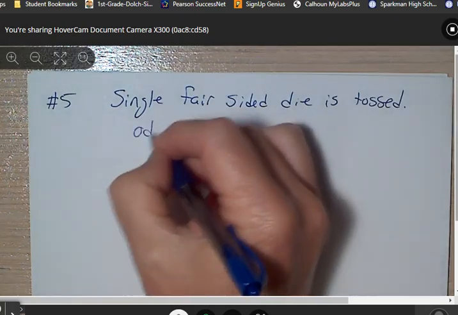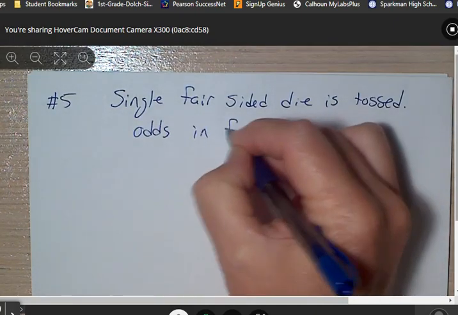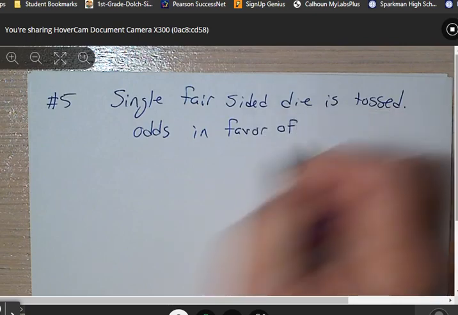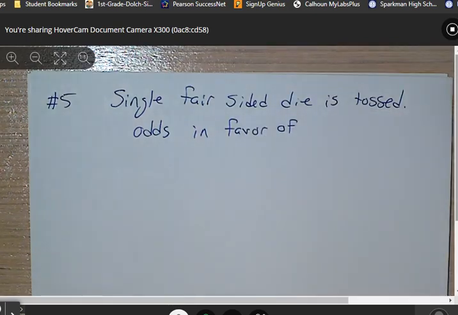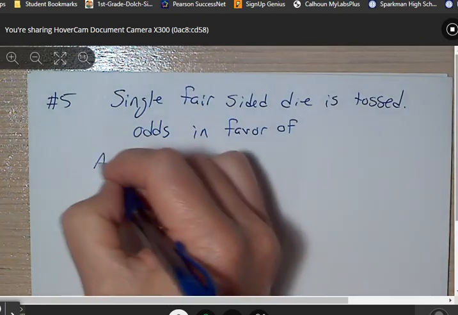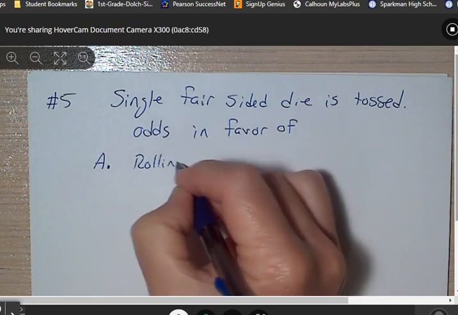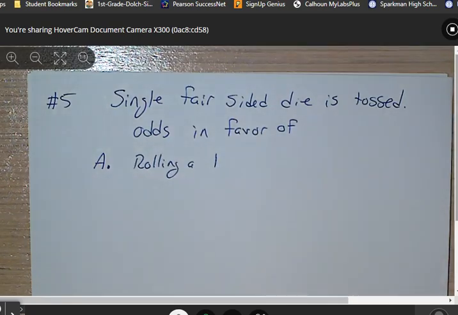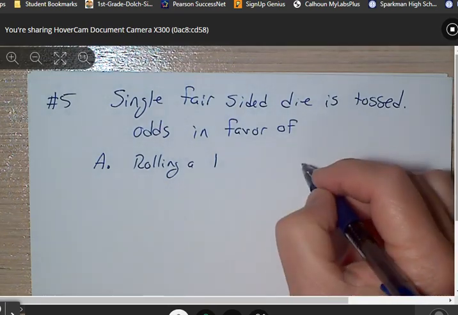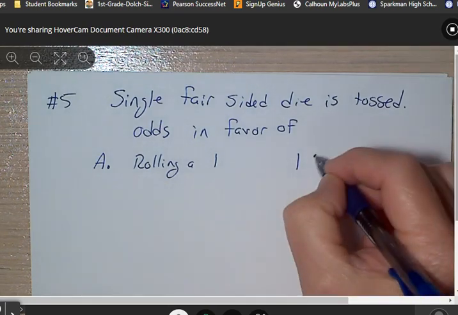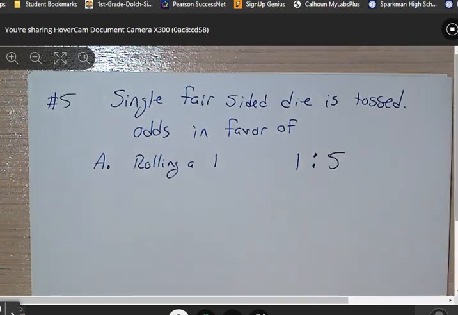And they're going to flip on this one. Now we're going to the odds. So now it's not probability. Now it's talking about the odds on this one. They're going to ask, what's the odds in favor of rolling a 1? Well, we know there's 6 possible outcomes. There's basically one way you can get a 1, and there's 5 ways you're not going to get a 1. So it's 1 to 5 on that one.